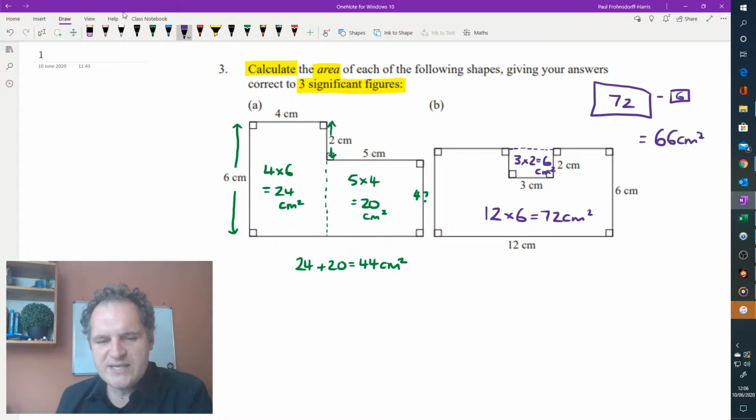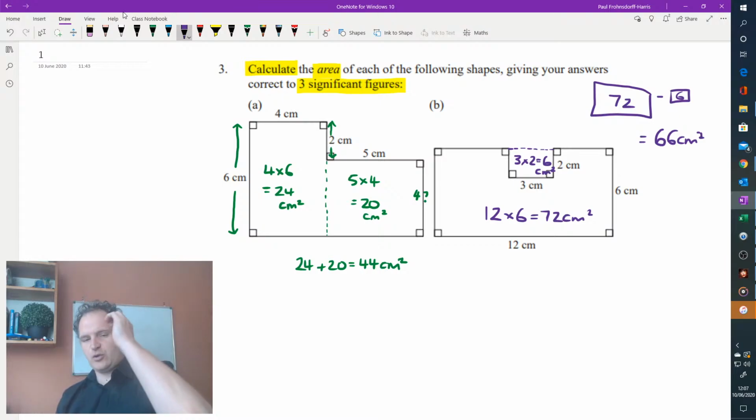So you don't always have to do addition. In this case, I've used subtraction because I could do it in 2. I could have broken it into 3 parts and it would still have given me the answer 66. But I felt this was a nice quick way of doing it, is to do the whole of the outside and imagine it was completed. Then do the small bit and take it away. This is a common strategy for questions like this.